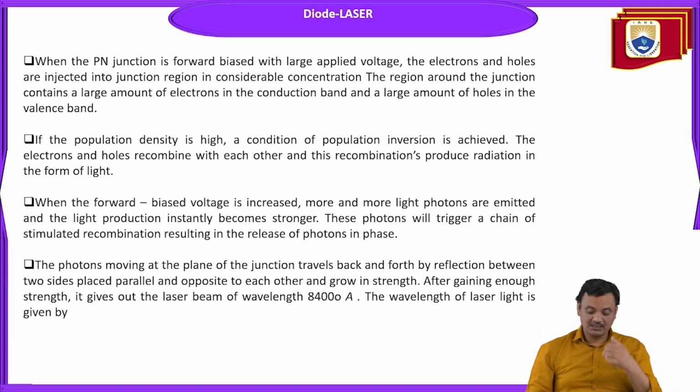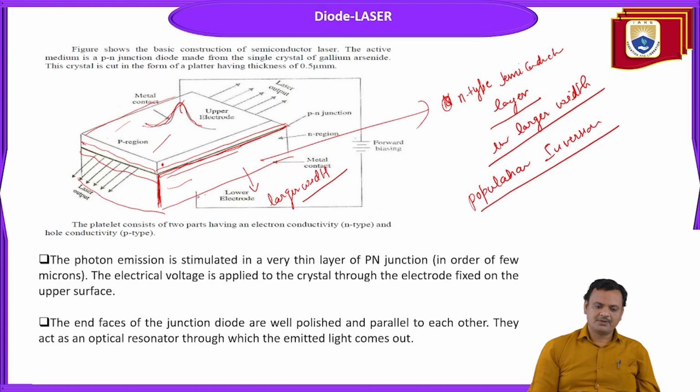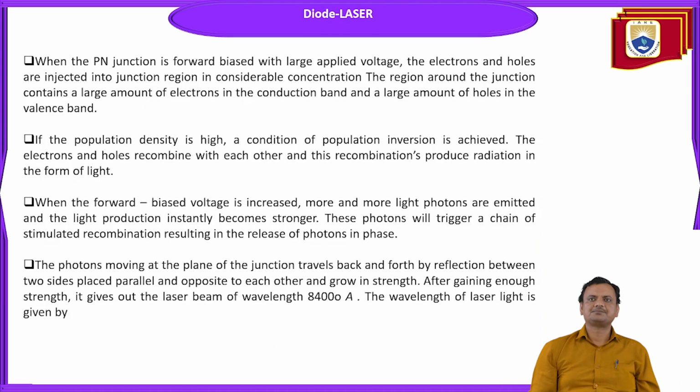sides. That's why you polish these surfaces, end surfaces, so that the photons will reflect back and forth, so that they will again trigger the stimulated emission process.